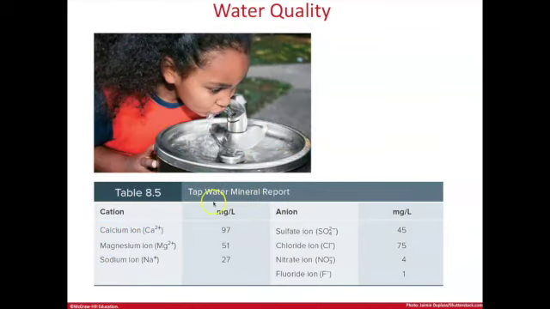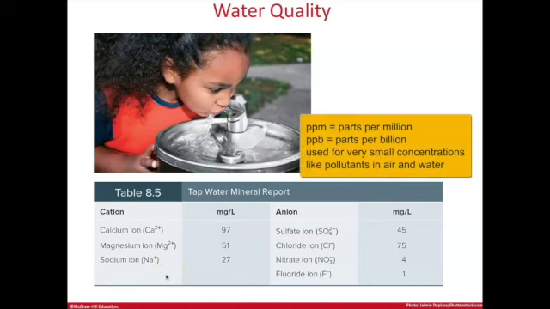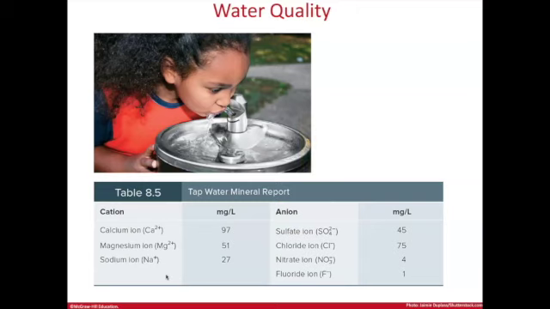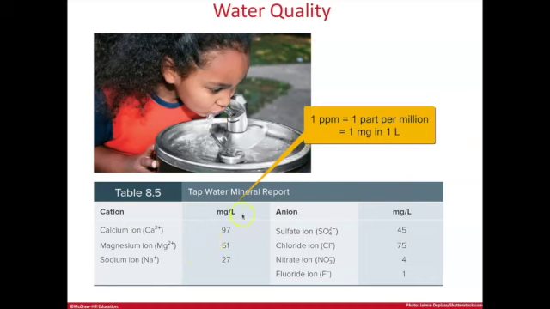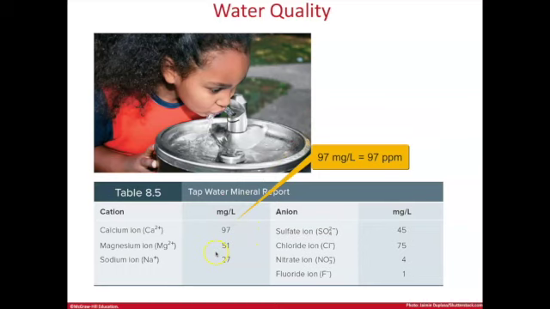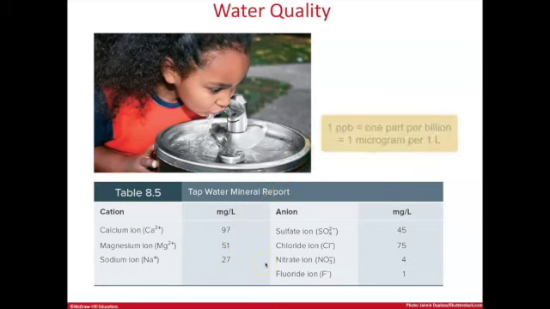These units are similar to air pollutants, where these are pollutants in the water, and they should be at low concentrations, which are parts per million and parts per billion. Parts per million and parts per billion are used for very dilute solutions when you have a very small amount of solute dissolved in water. So 1 part per million is 1 milligram per liter. These would be parts per million: 97 parts per million, 51 parts per million, 27 parts per million. 1 part per billion is 1 microgram in 1 liter. And so we'll see that in a worksheet.